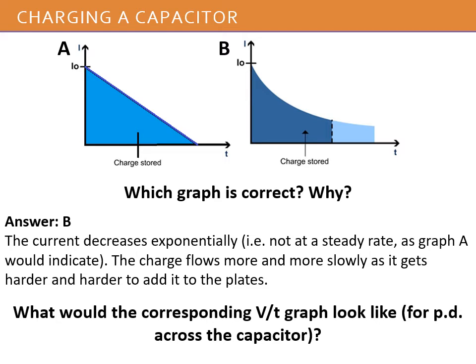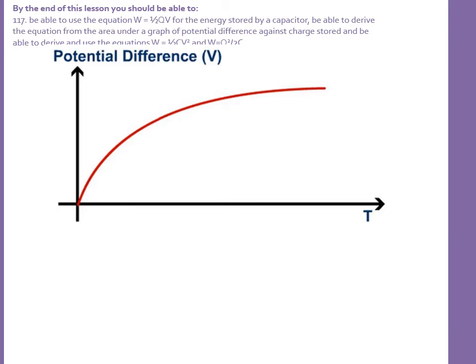What would the corresponding voltage-time graph look like for the potential difference across the capacitor? This is the current-time graph. What would you think for the voltage-time graph? You can draw it in your rough work and pause the video. Well done if you get the correct answer.